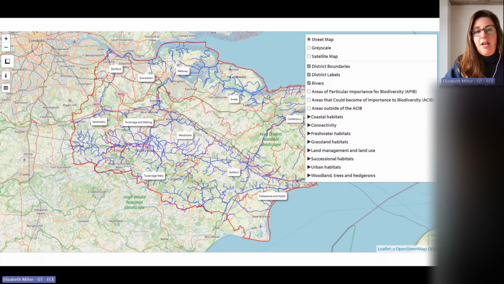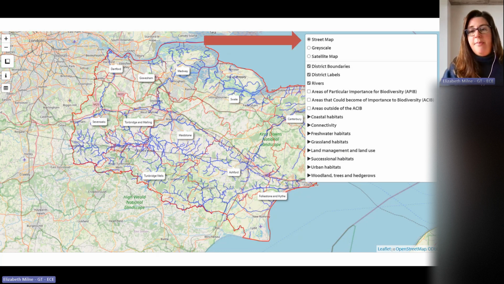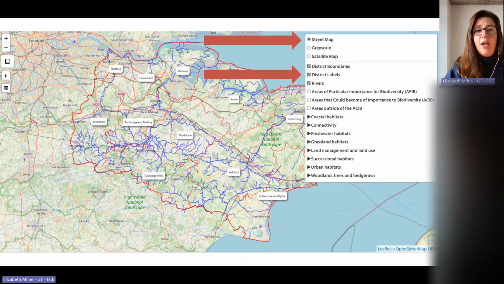When you open that, it gives you the opportunity to select some of the mapping functions. First of all, you can choose your preferred baseline map. So we have street map, grayscale or satellite imagery, and street map is the default view. You can also select to include the district boundaries and district layers, and also whether you want rivers featured or not. Again, the default for all of those is to be on, and you just click any ones you don't want on.